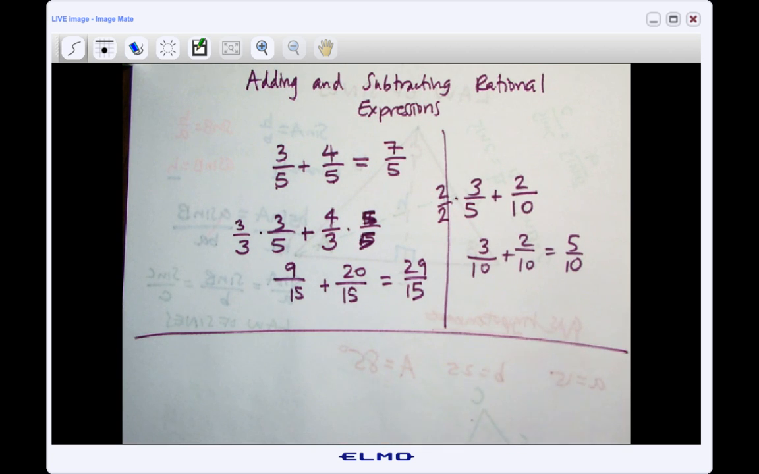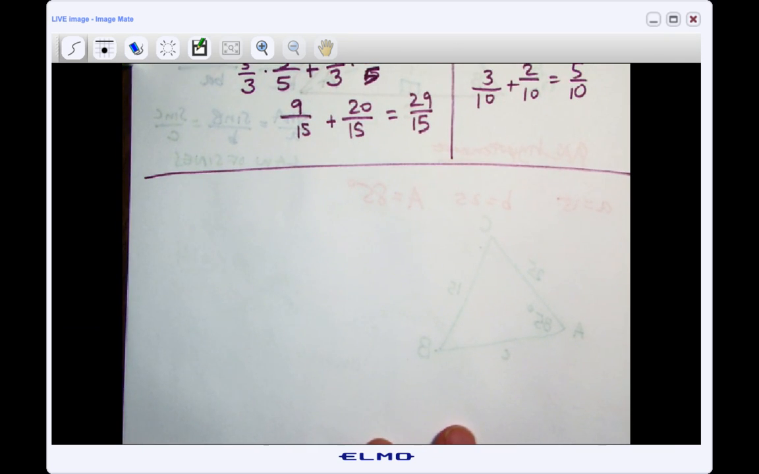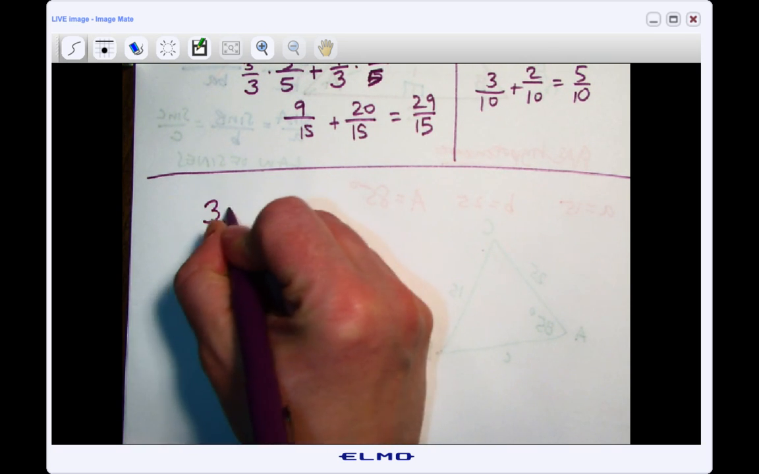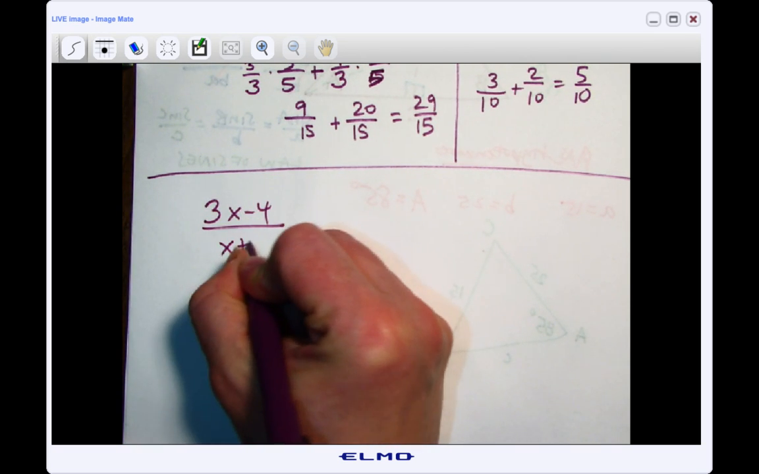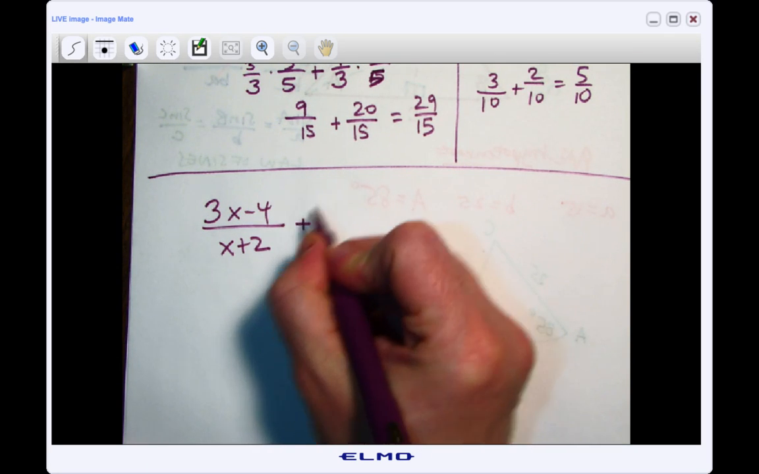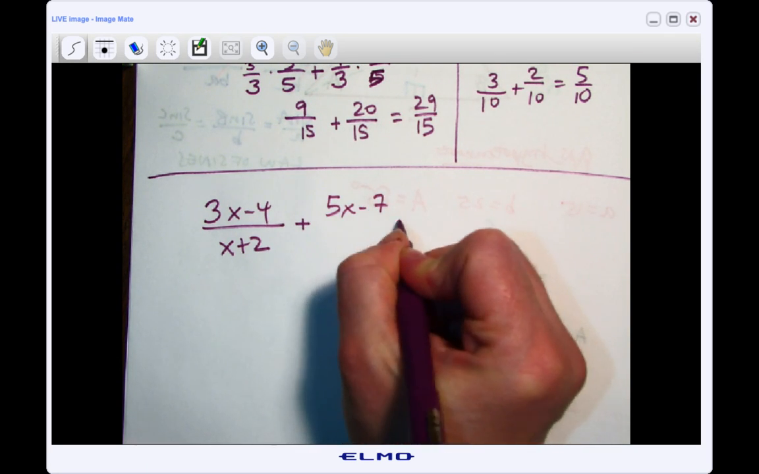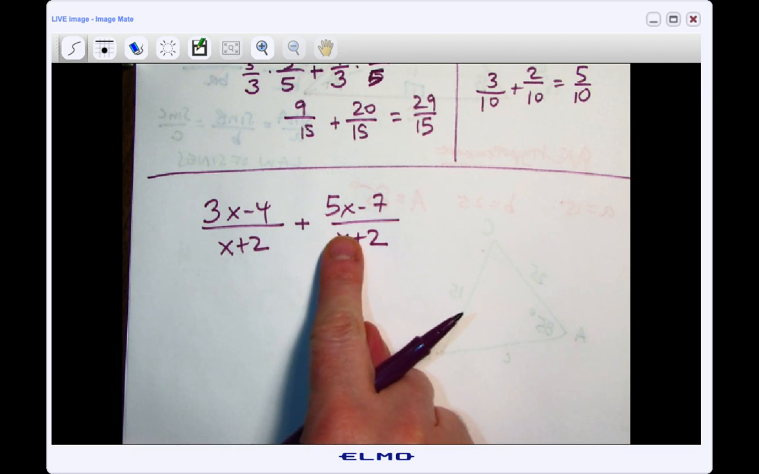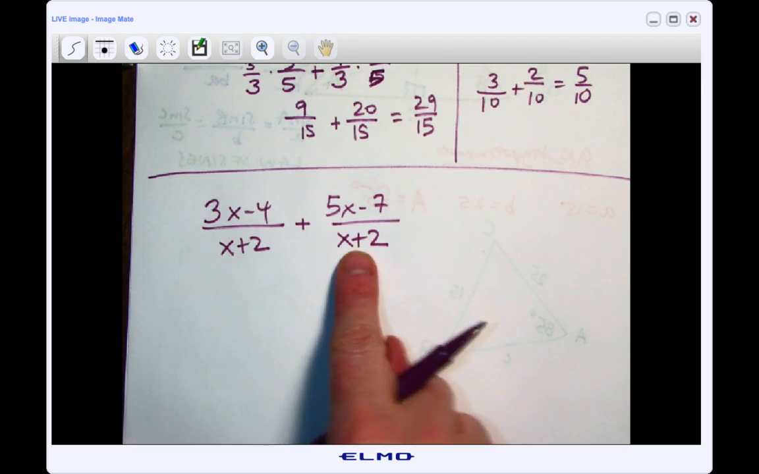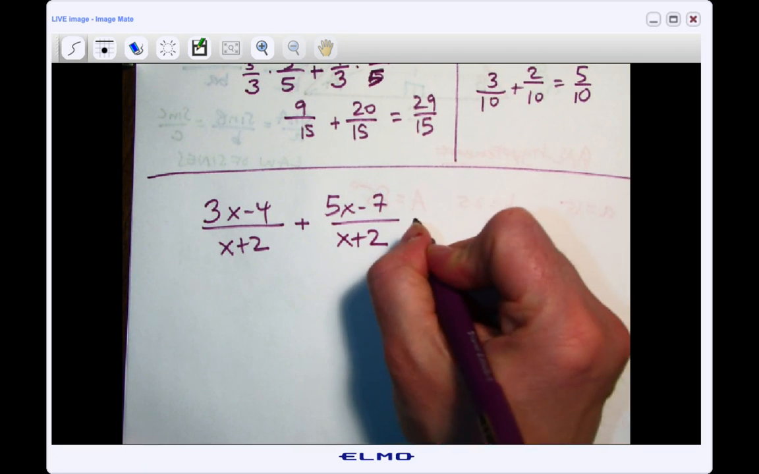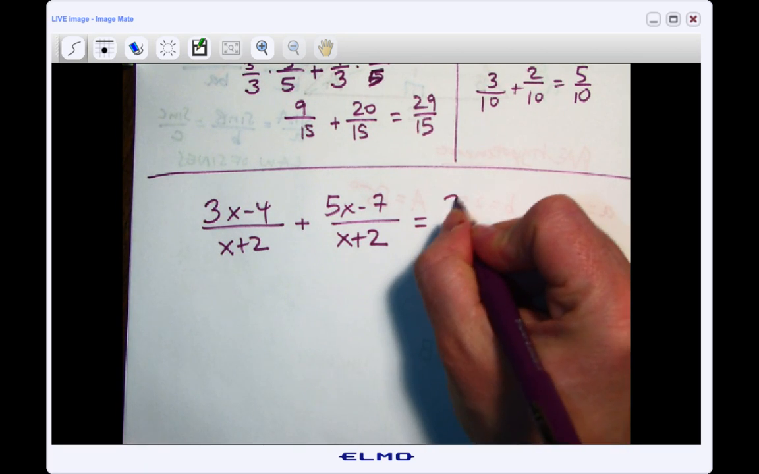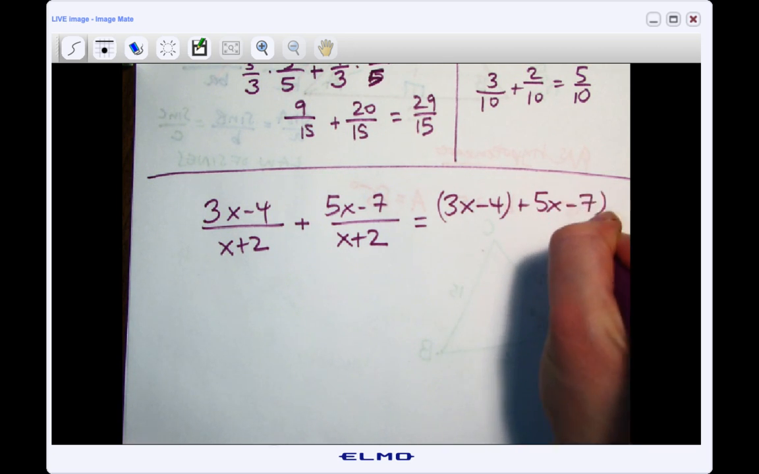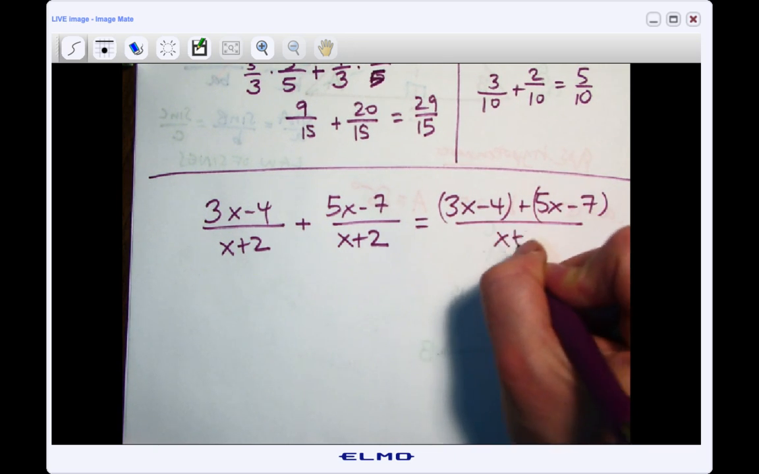Now we did them with numbers, we're going to do them with expressions that have variables in them. So if I have (3x minus 4) over (x plus 2) plus (5x minus 7) over (x plus 2), well, we have two fractions with the same denominator, so all we have to do is add the tops together. So the numerators, in other words. So this is going to be 3x minus 4 plus 5x minus 7, all over x plus 2.